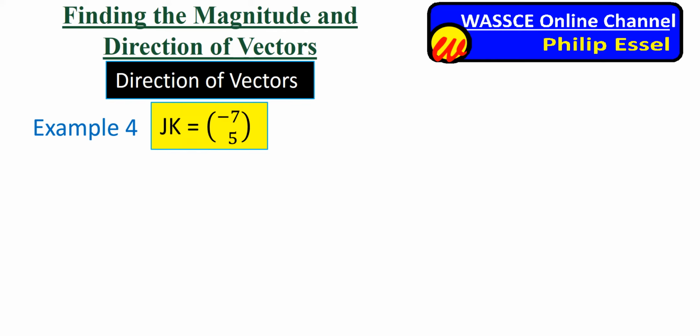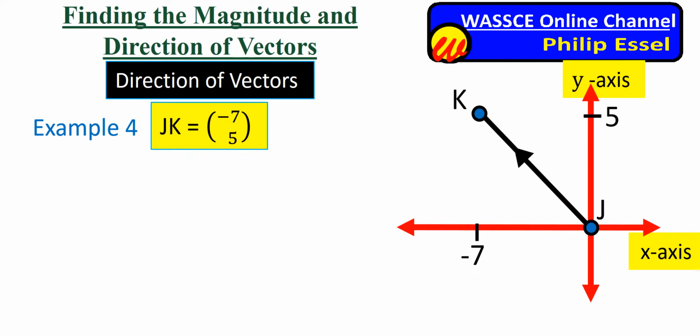Example 4. We are finding the direction of the vector JK, which is -7, 5. Let's first draw our vector. Let's use the green region to show the bearing of this vector or the direction of this vector. At this point, we would name the angle between the vector JK and the x-axis. We name it theta.